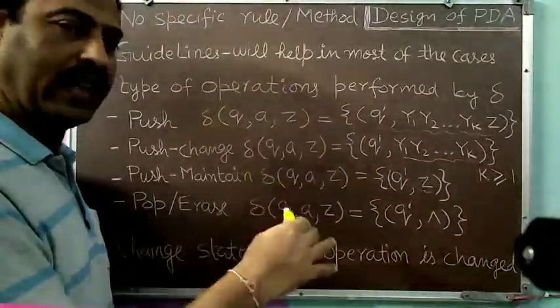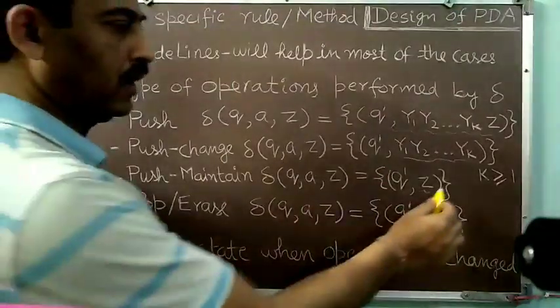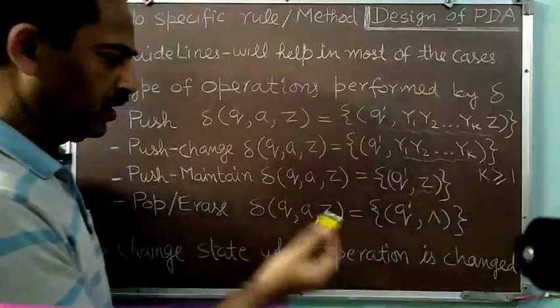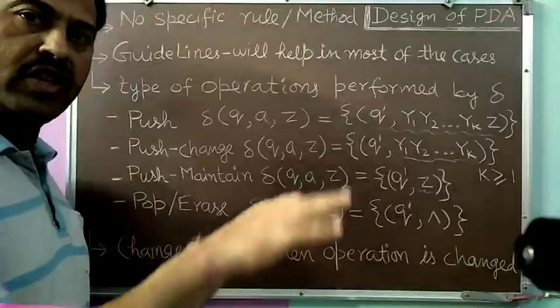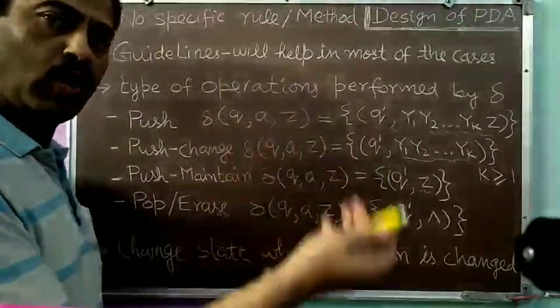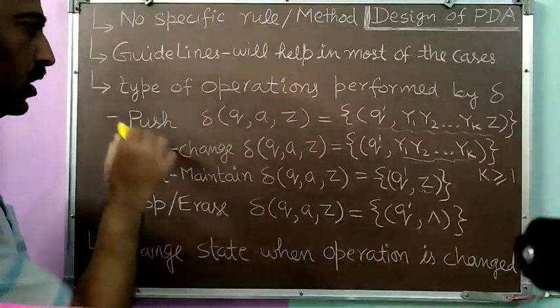In effect, nothing will be deleted and nothing will be added to the push down store. But because we are writing something over the PDS, it is a push operation. That's why we call it push maintain, because it will not change the status of the push down store. The string stored over the push down store will remain the same. So all three operations are push operations.